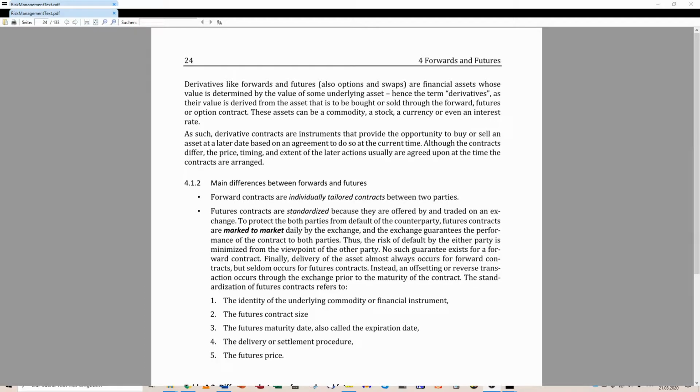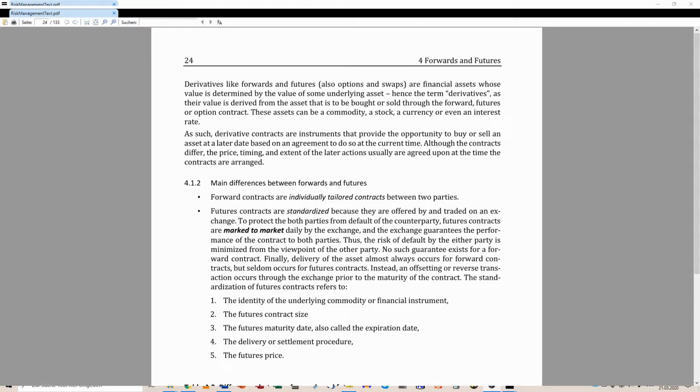Especially one of those differences refers to the delivery date or the expiration date. As forwards are tailored individually, futures are not. Futures have predetermined expiration dates. This might pose a problem for traders if futures with matching expiration dates are not available. We come to that later.